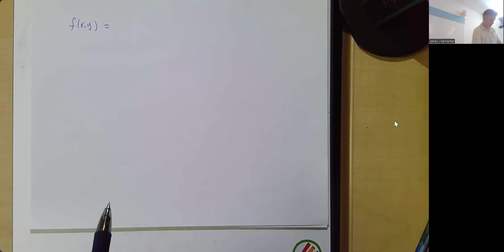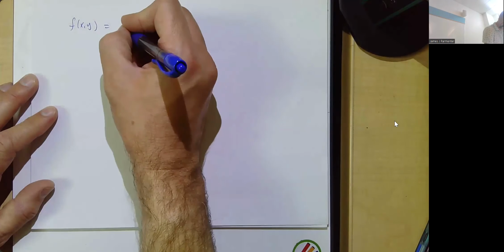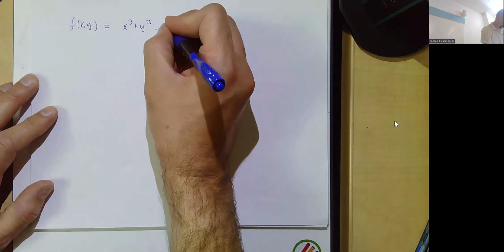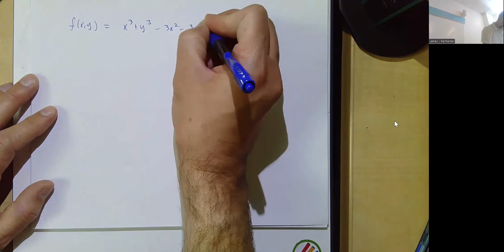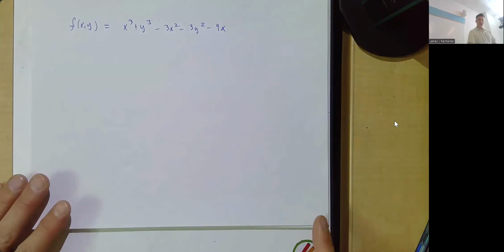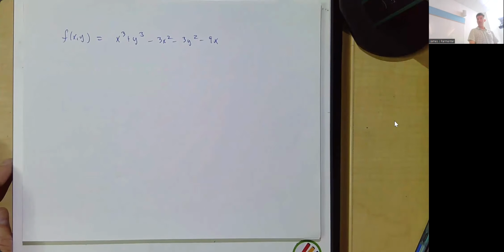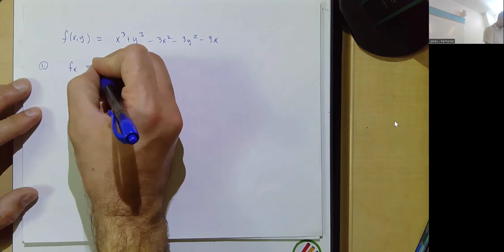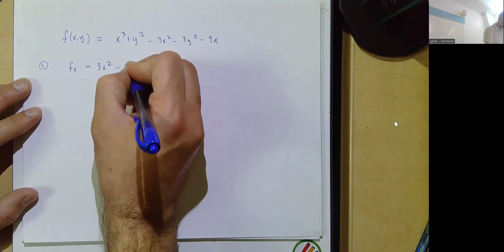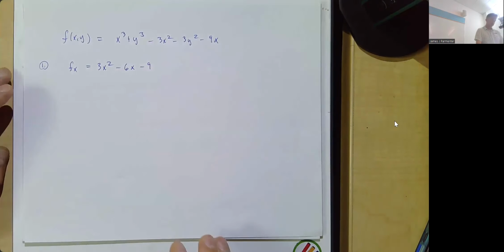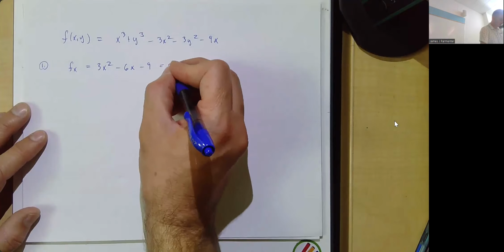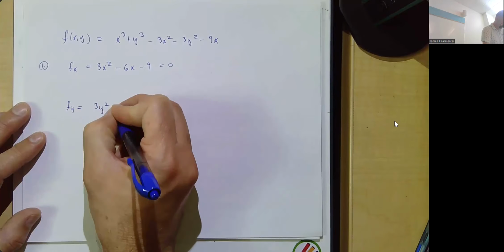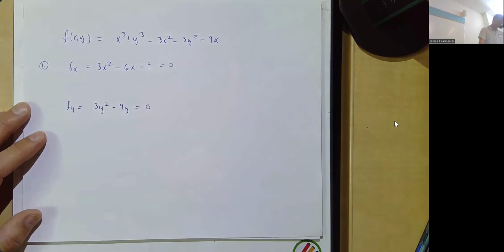Cool. Let's look at this example. Let's say our function is x cubed plus y cubed minus 3x squared minus 3y squared minus 9x. And we're going to find and classify all the critical points. So step 1, take those partial derivatives. Fx is going to be 3x squared minus 6x minus 9. Set that equal to 0. Fy is going to be 3y squared minus 9y. Set that equal to 0.